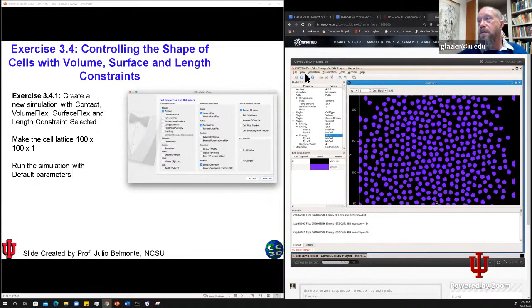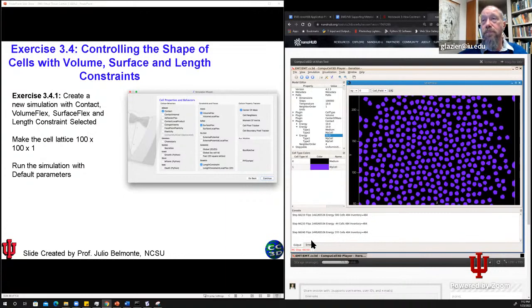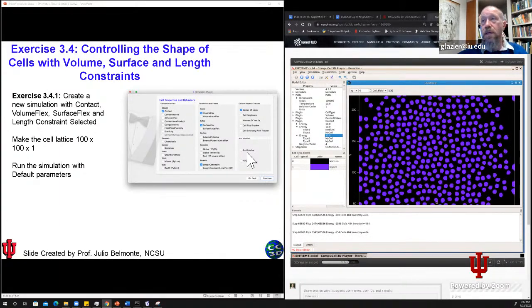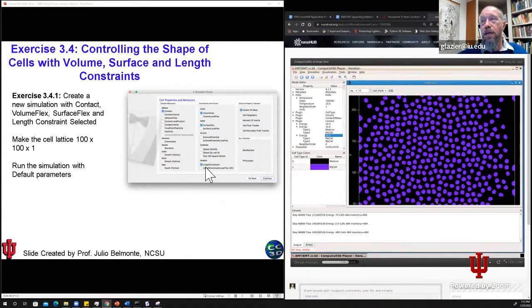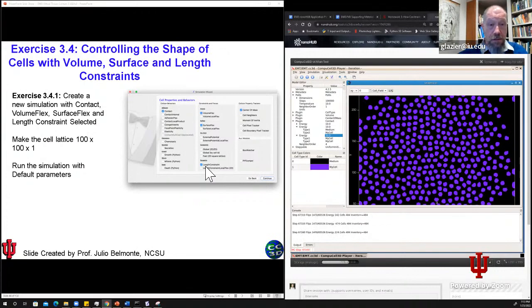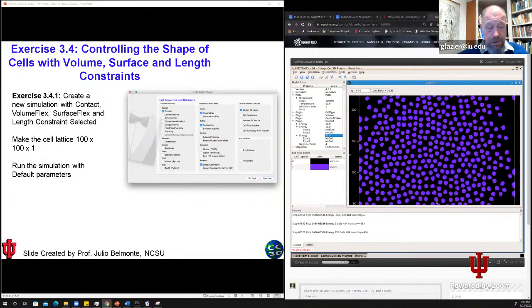So let's go to Player, to Twedit, and create a new simulation that's basically this simulation, except we're going to add surface and length constraint to the simulation. And I'll give everybody a few minutes to do that themselves. And then we'll come back. Okay, so that's the exercise.